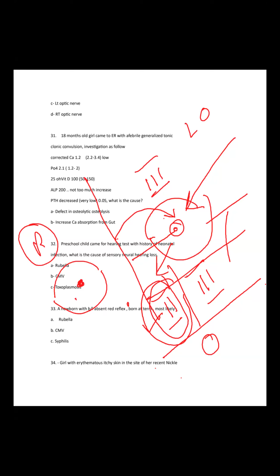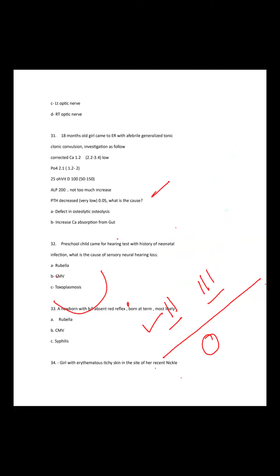Okay, that's great. Next question: an 18-month-old girl came to the ER with afebrile generalized tonic-clonic seizures, and if you look, the calcium is low. So what is the problem here? The calcium is low. Phosphorus is on the higher side, 2.1.